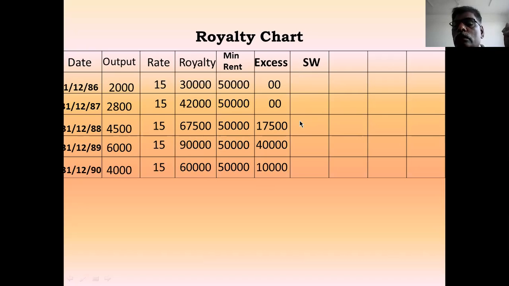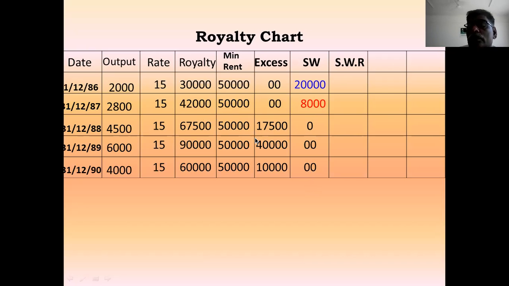Then calculate the short working. I have taken the excess column first because short working, then short working recovery, comes serially. Therefore I took the excess column first. Then first year short working is 20,000, that is 50,000 minus 30,000. Second year short working is 8,000, that is 50,000 minus 42,000. Third year no short working. Fourth year no short working. Fifth year no short working. Then come to the short working recovery. This is very complicated. You see very carefully.